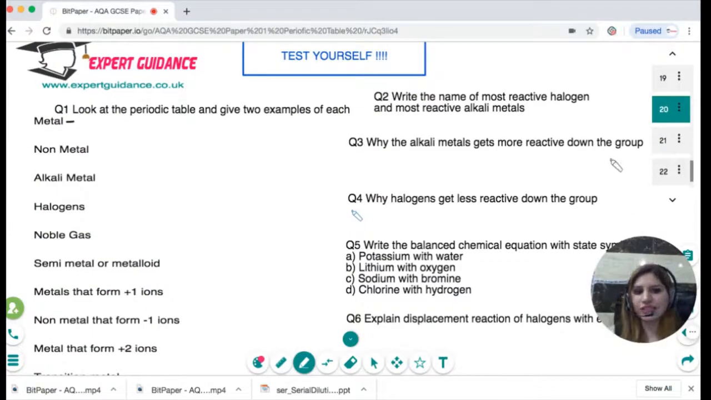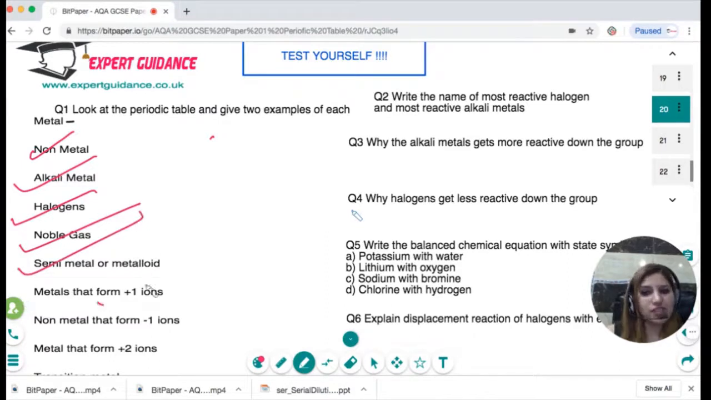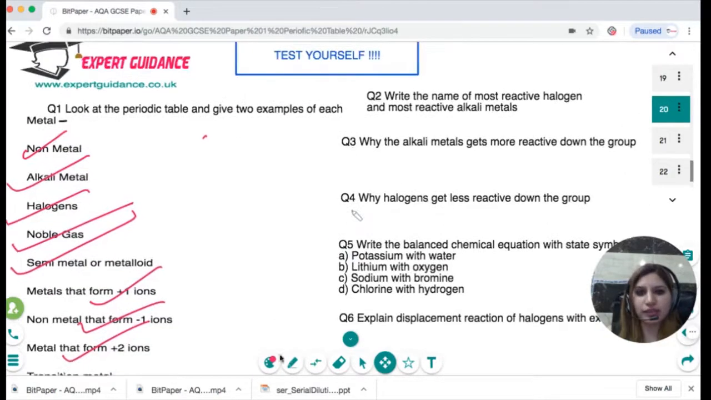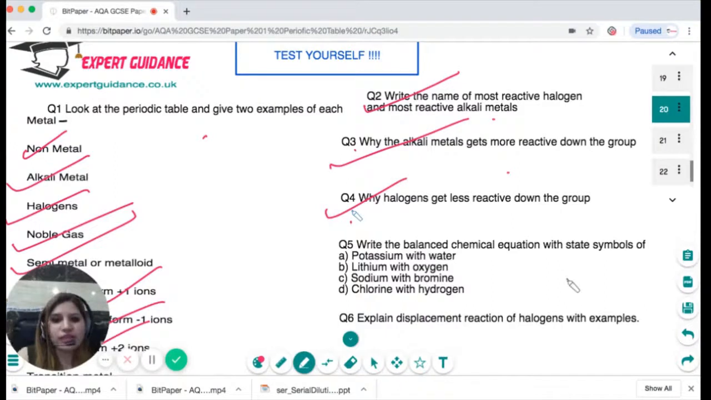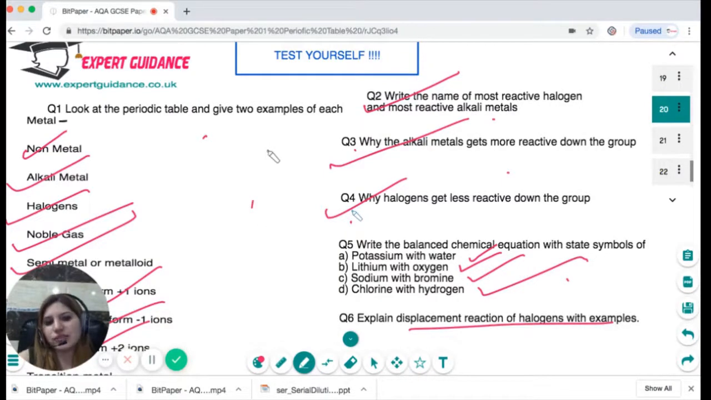Now let's test yourself. You need to look at the periodic table and give me 2 examples of each: a non-metal, alkali metal, halogen, noble gas, semi-metal or metalloid, metal that forms a +1 ion, non-metal that forms a -1 ion, metal that forms +2 ions, and a transition metal. Next, you need to write the name of the most reactive halogen and the most reactive alkali metal, why alkali metals get more reactive down the group, why the halogens get less reactive down the group, and then you have to write the balanced chemical equation, including the state symbols, of potassium with water, lithium with oxygen, sodium with bromine, chlorine and hydrogen, and then you need to explain the displacement reaction of halogens with an example.